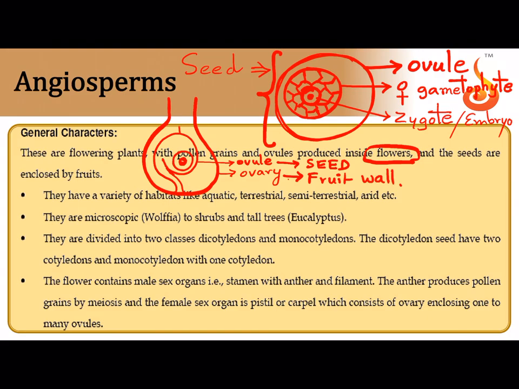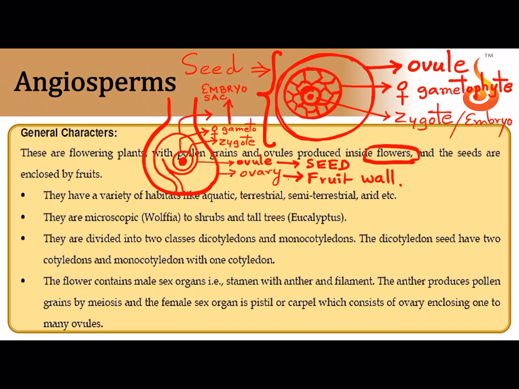Correct? So what is this ovule? The ovule is nothing but megasporangium, and this inside structure is the female gametophyte which came from the megaspore. And inside now, after fertilization, there is zygote. Do you know what we call the female gametophyte in angiosperm? In gymnosperm we called it endosperm. Here we call it embryo sac.